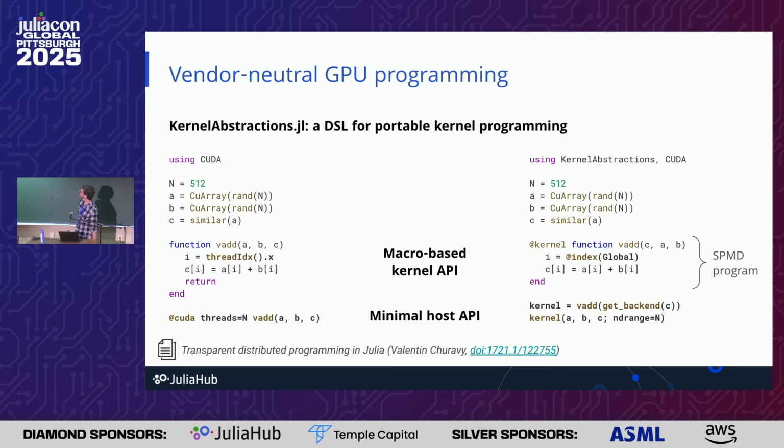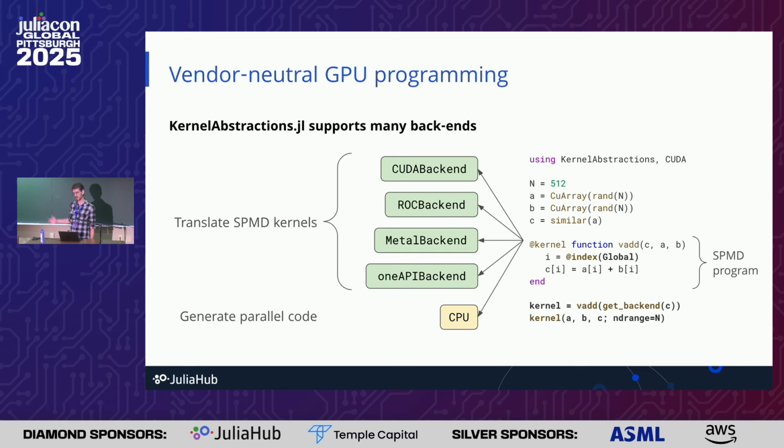So kernel abstractions, you can see on the left-hand side, there's a bit of code that uses CUDA.jl to allocate some data and launch a very simple vector addition kernel. On the right-hand side, you have the equivalent using kernel abstractions, and you can see that only the kernel definition and the kernel launch have been substituted with something that's vendor neutral. And we do that by using macros. And using these macros, we can target a bunch of GPU backends.